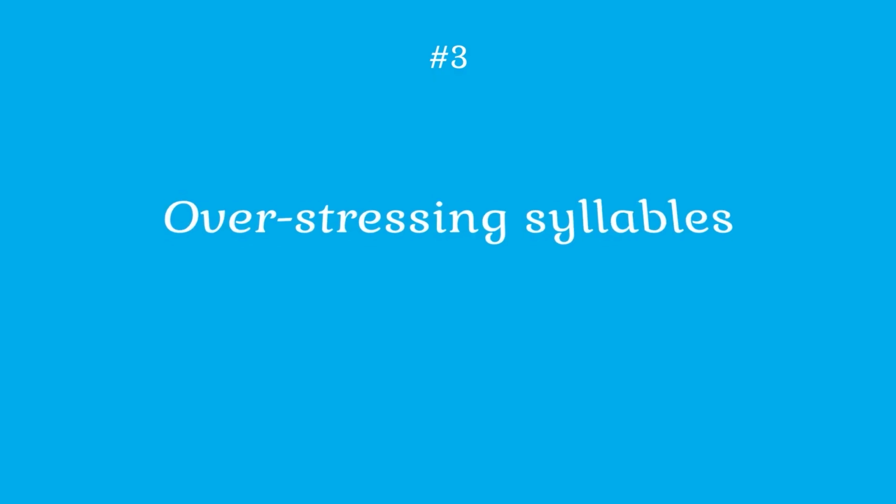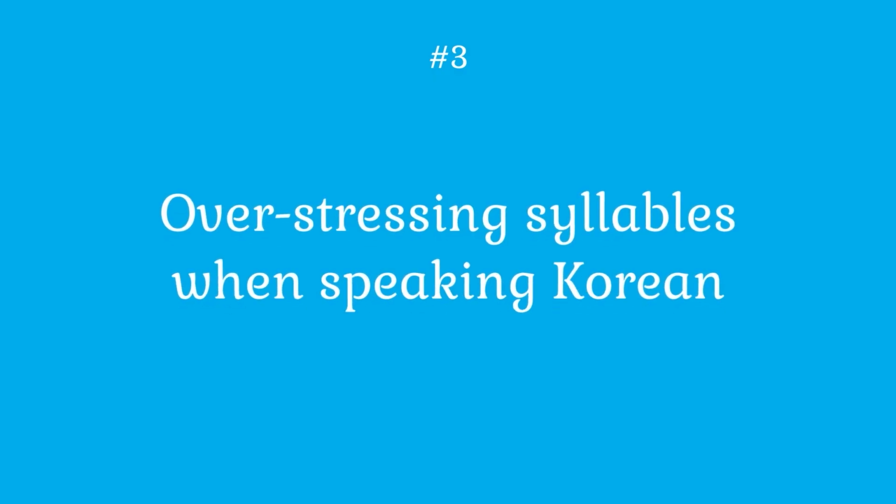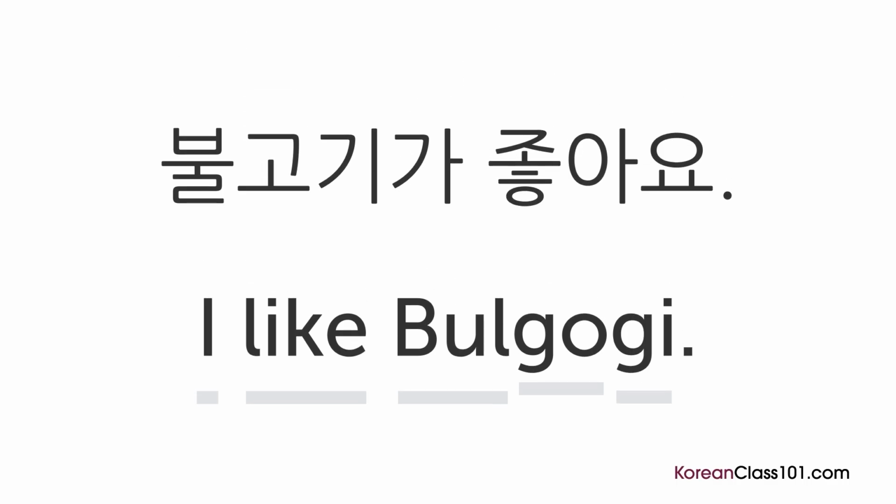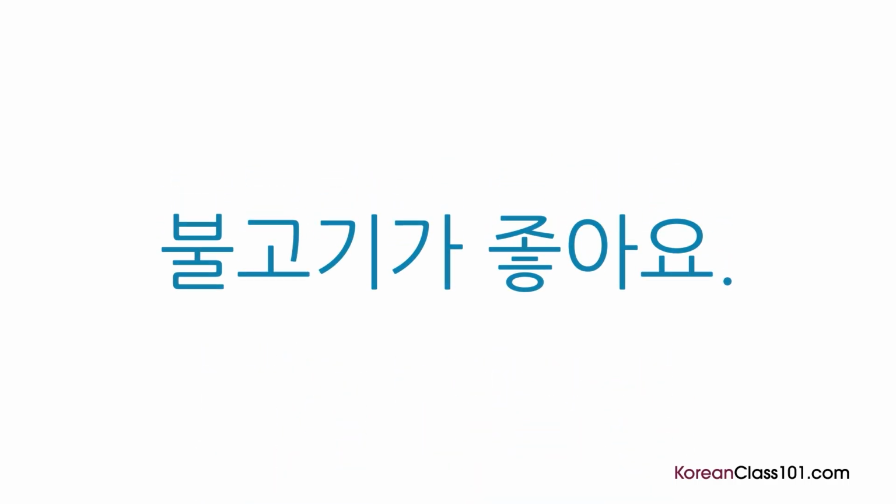Number 3. Overstressing syllables when speaking Korean. Try saying this English sentence out loud. I like bulgogi. Pay attention to the stresses. If you pronounce sentences like this in Korean, it will sound very unnatural. Listen to the native speaker say this sentence in Korean.